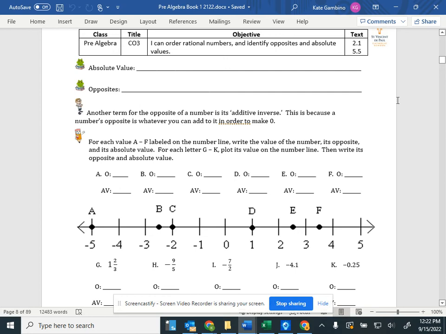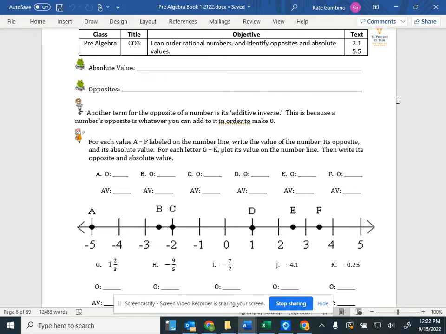Good afternoon. Today we are working on CO3. I can order rational numbers and identify opposites and absolute values. So we're still working with those rational numbers, but we're just working with the opposite and absolute values. So we're going to see what that looks like.